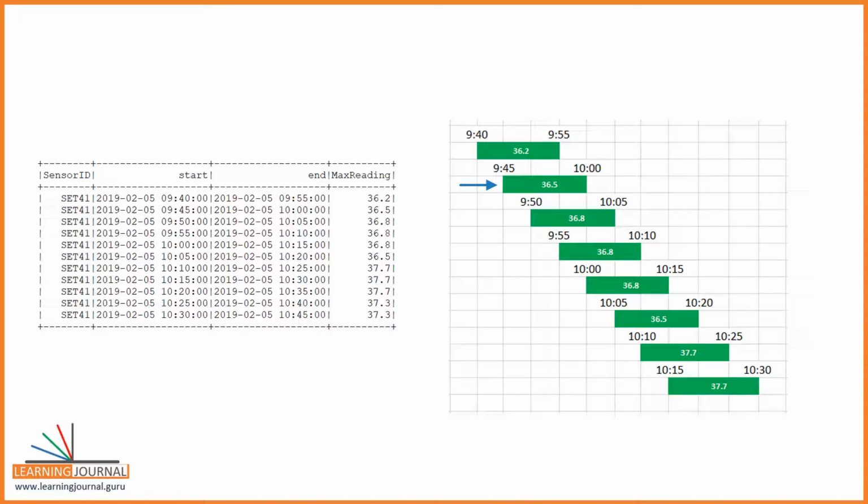Both the windows are of fixed size. They are 15-minute windows, right? But they are overlapping for 10 minutes. And such windows are known as sliding windows or sometimes hopping windows. If you look at the first window, it starts at 9:40. But the next window is also a 15-minute window which slides or jumps by 5 minutes. The next window again slides by another 5 minutes.